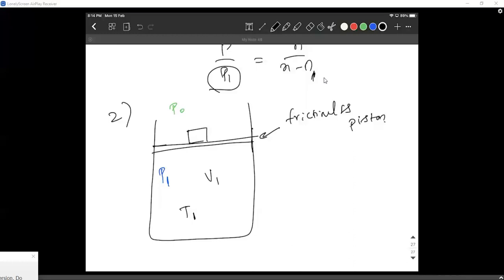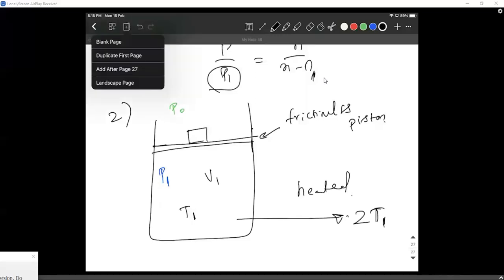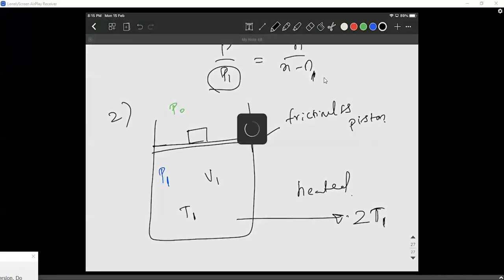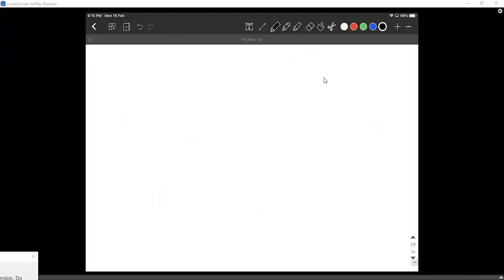I heated it and took it to temperature 2T1. I increase the temperature. What are the quantities that are going to change? If you have any ideas, please raise your hands and let me know right now. What are the quantities that are going to change? It's a frictionless piston. That is how I frame it.